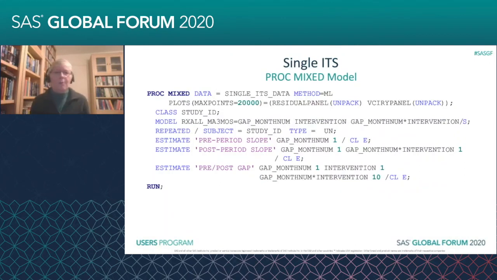And so this is the code for the proc mixed again with our single ITS. It's pretty similar to the DID. We have our outcome, we have our month counting variable, we have an intervention flag, and we have the interaction term between the two. Again, I'm asking for the solutions. My repeated statement has my study ID as the subject, and I'm asking for the pre-period slope, the post-period slope, and then the pre-post gap. And note here that the interaction term has the value of 10, meaning the first measure after the gap is month 10 in this particular data.